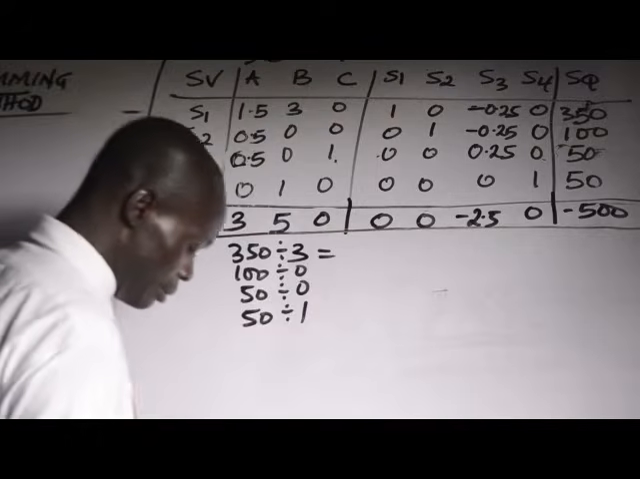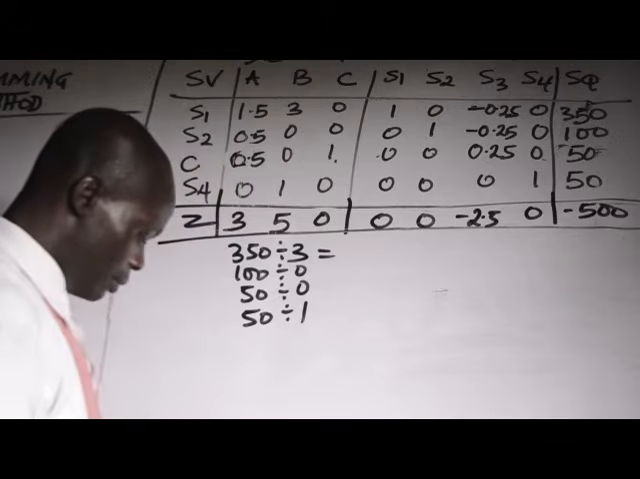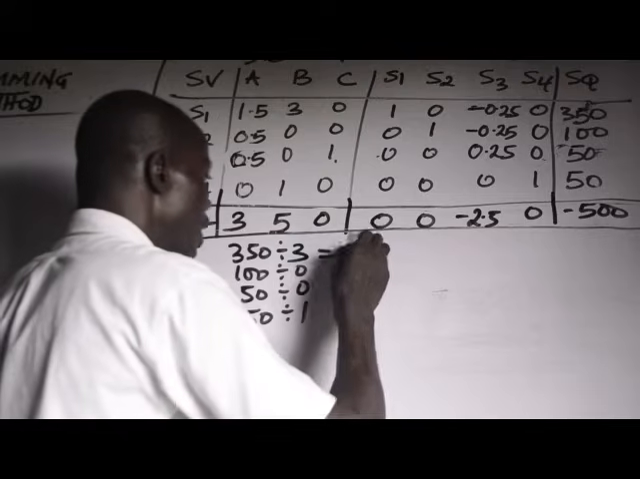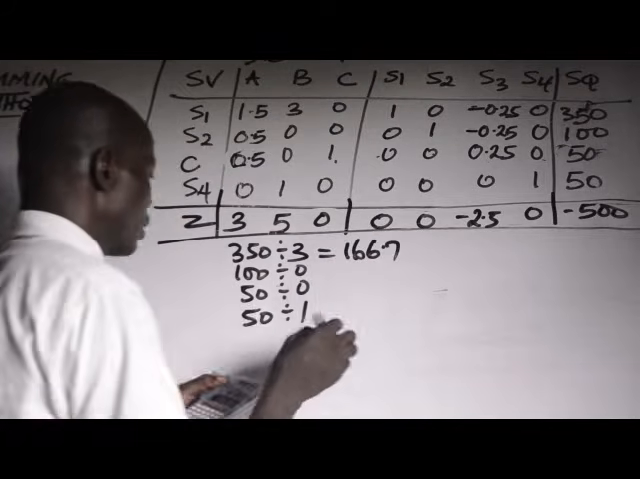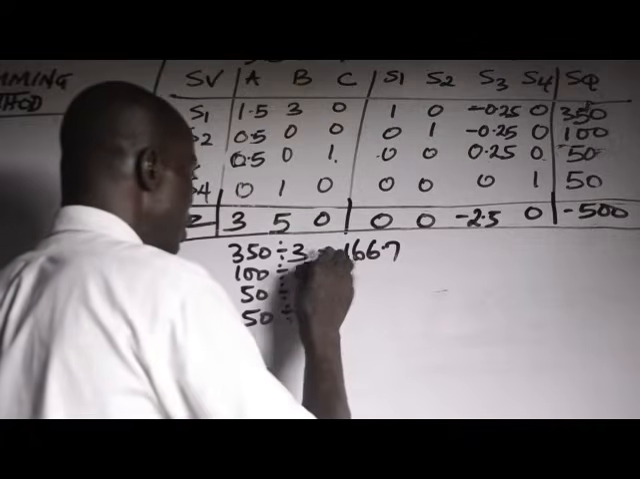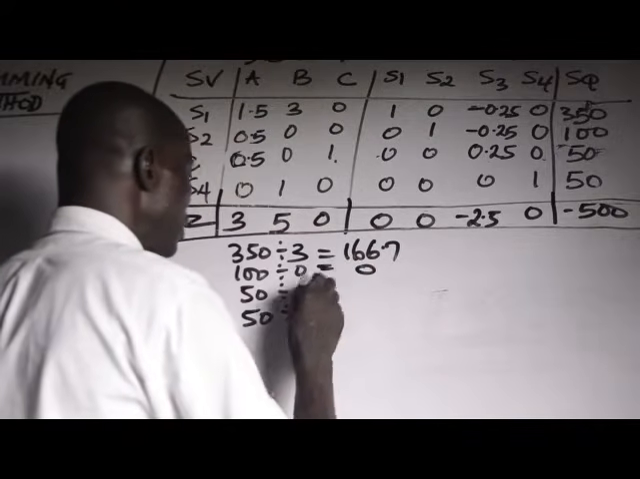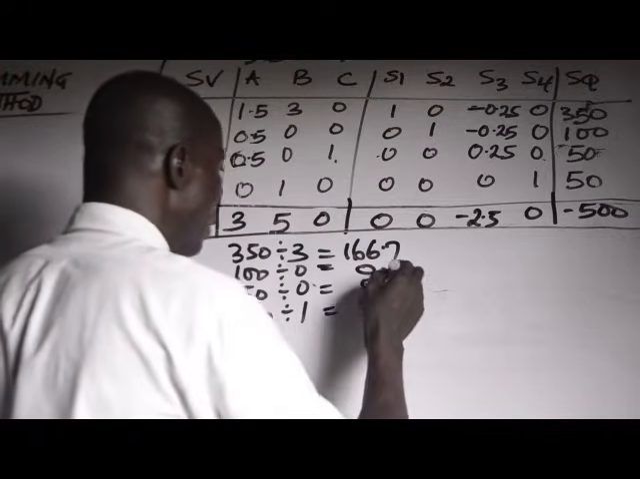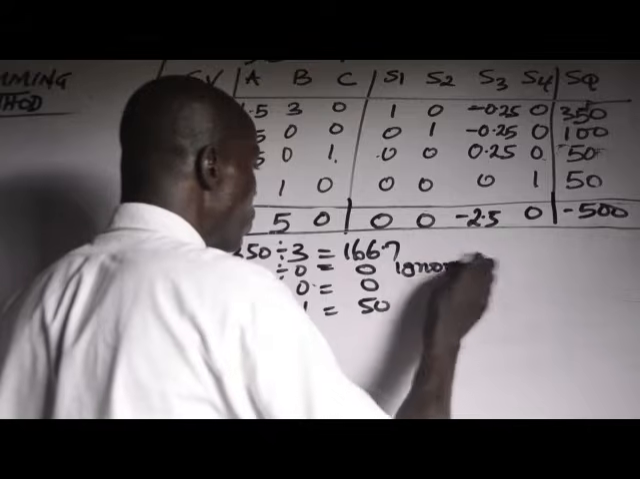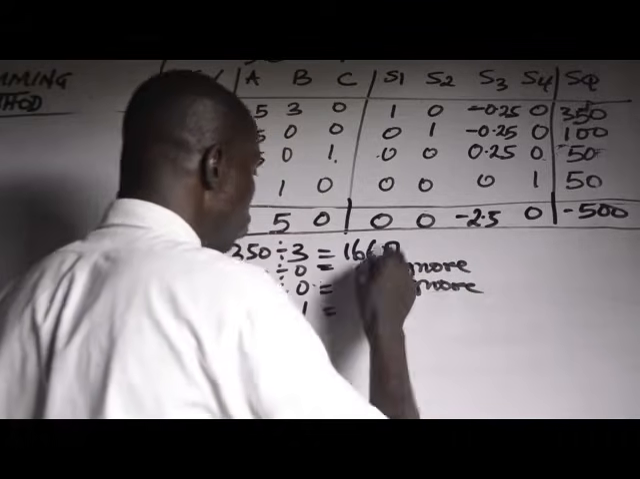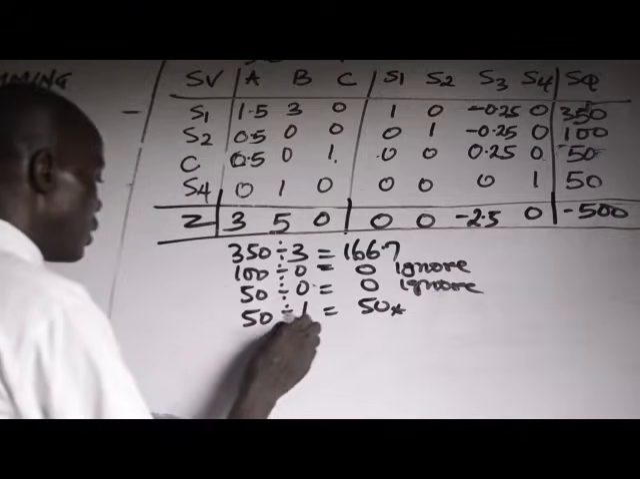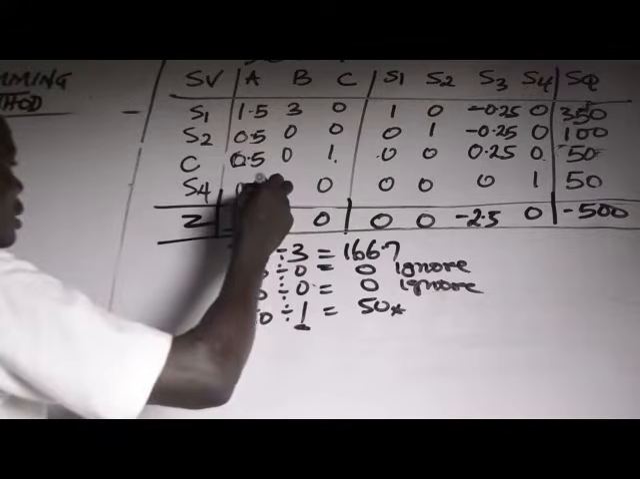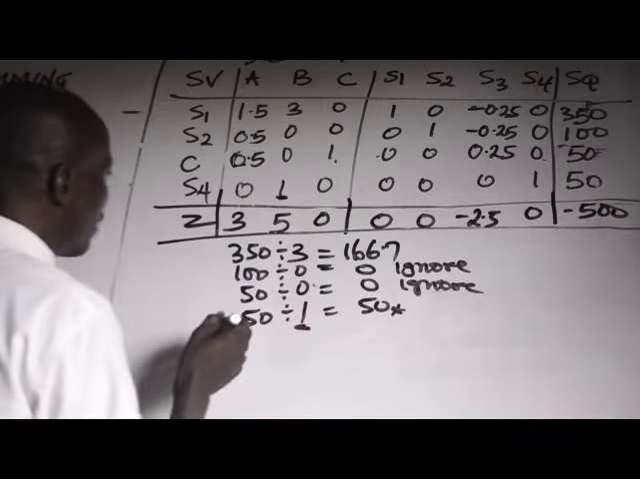So this one gives us 350 divided by 3. That gives us 166.7. 100 divided by 0 gives us 0. 50 divided by 0 is 0. 50 divided by 1 gives us 50. I've told you that anyone that gives us 0 should be ignored. So these two should be ignored. So the list is this. Therefore, this one should be our new pivot. Since it is turning to our new pivot, that means this is our new pivot now.